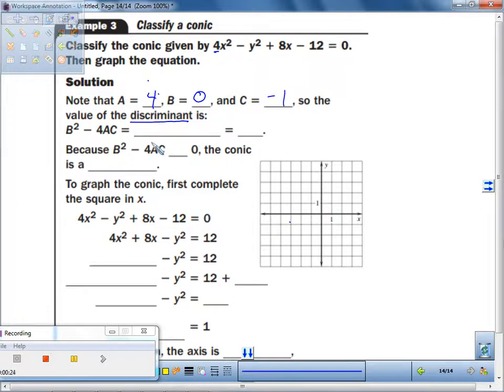Okay, so we're going to plug all this in for b squared, so we get 0 squared minus 4 times 4 times -1. Once we do all that, we end up with 16. 16 is positive, and that's what's important. So we know that that's going to be greater than 0, and since it's greater than 0, that means that we have a hyperbola.